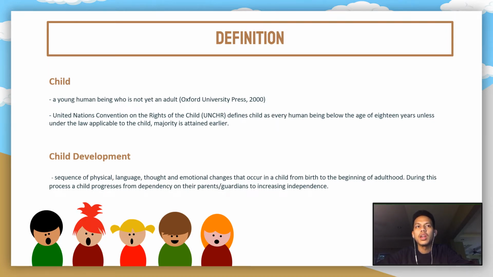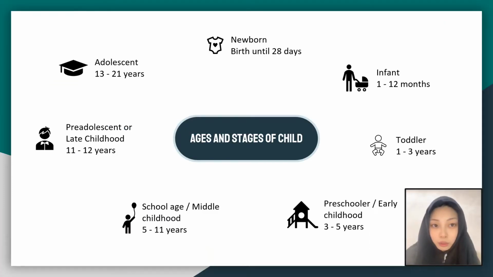Child development can be explained as the sequence of physical, language, thought and emotional changes that occur in a child from birth to the beginning of adulthood. During this process, the child progresses from dependency on their parents, guardians, to increasing independence. Now we go to the age and the stages of child.